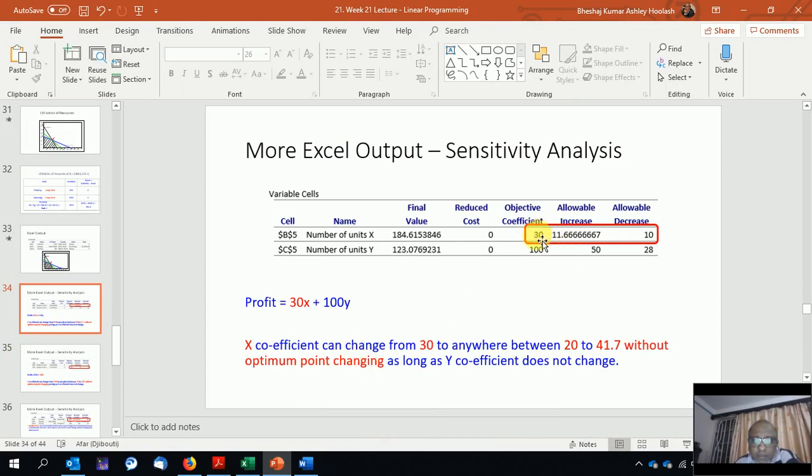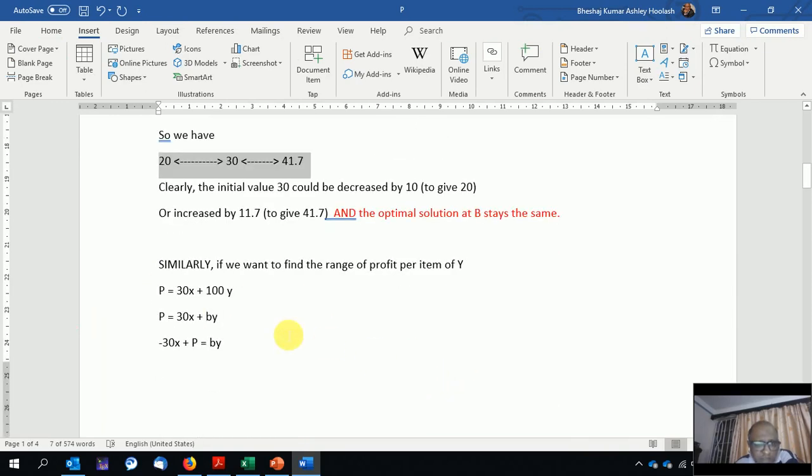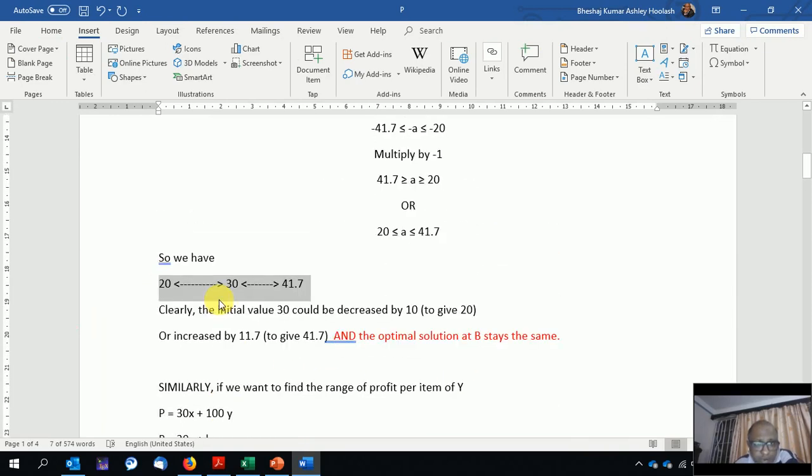30 can be decreased by 10 to give me 20, or can be increased by 11.7, hence 41.7, which I got here. Now that's the mathematics. I can do the same thing for the 100.